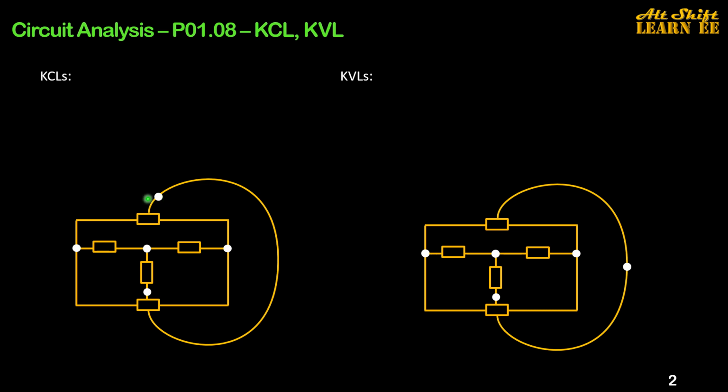We have a three-terminal element here. This could be a transistor or anything like that. And a four-terminal element. This could be a transformer or sensor, whatever.